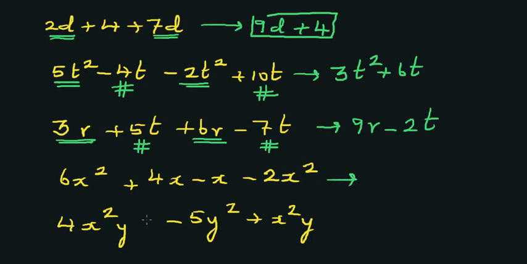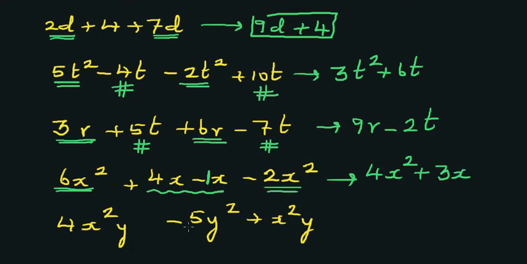Okay, and this question is 6 lots of x squared, take away 2 lots of x squared, which is 4 lots of x squared. And this is 4 lots of x, take away 1 lot of x. When you don't have a number before the algebraic expression, you can put 1. So this is 4 lots of x, take away 1 lot of x, is plus 3 lots of x.